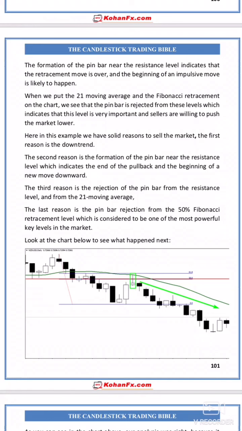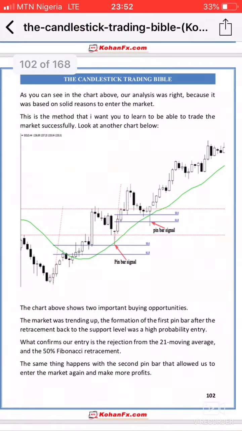The third reason is the rejection of the pin bar from the resistance level and from the 21 moving average. The last reason is the pin bar rejection from the 50 Fibonacci retracement level, which is considered to be one of the most powerful key levels in the market. Look at the chart and see what happened next. As you can see in the chart above, our analysis was right because it was based on solid reasons to enter the market. This is the method that I want you to learn to be able to trade the market successfully. Look at another chart below.